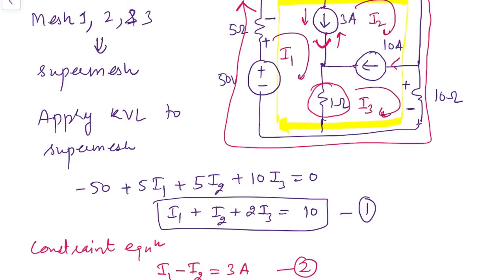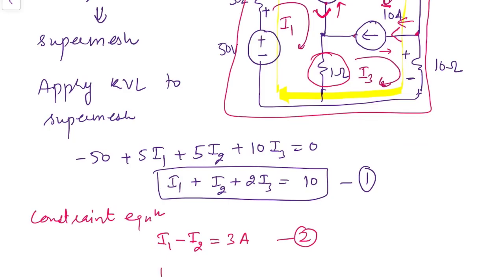Second constraint is imposed by this 10 ampere source. As per this constraint, the resultant of mesh currents should be from right to left, and it has a value of 10 amperes. I2 is in the same direction, I3 is in the opposite direction. So the second constraint equation is I2 minus I3 equal to 10.